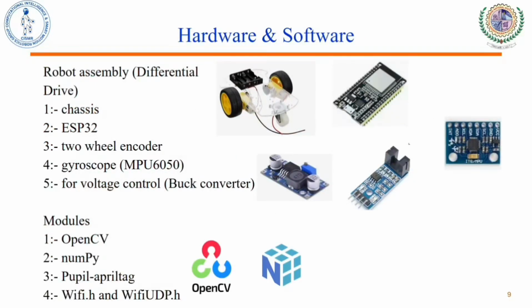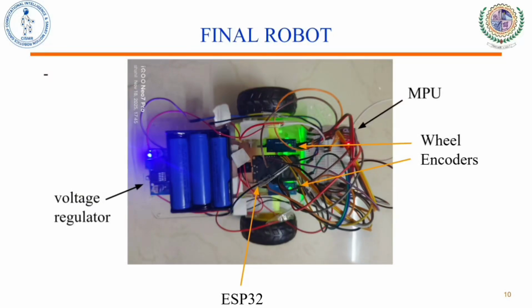So these are the hardware and software that we have used for our project. Here's the chassis, ESP32, two wheel encoders for odometry, a gyroscope for direction, and a voltage controller for limited voltage supply to our ESP32. Then the modules we have used are OpenCV, NumPy, AprilTag for robot detection, and WiFi.h for sending commands from RPi to ESP32. So here is our final robot.